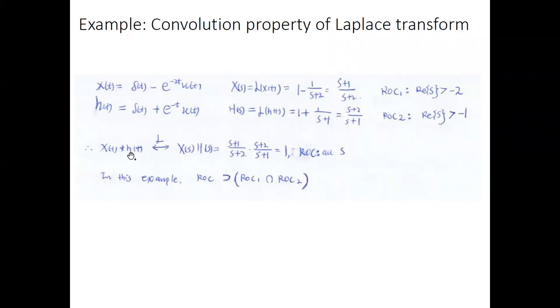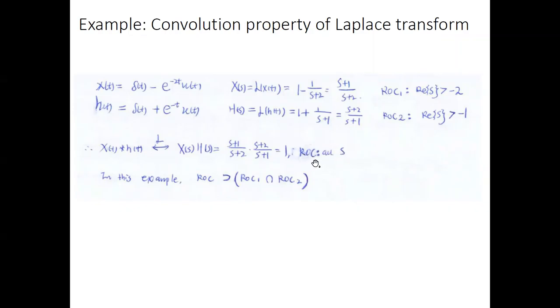And then the Laplace transform of X convolved with H is the multiplication of capital X and capital H. We find that the numerator and denominator cancel each other. The result is 1. And what is the region of convergence? Actually, you will find that the region of convergence is all the S because the denominator no longer exists. They are canceled. There's no pole. And this 1 is just valid for all the S.